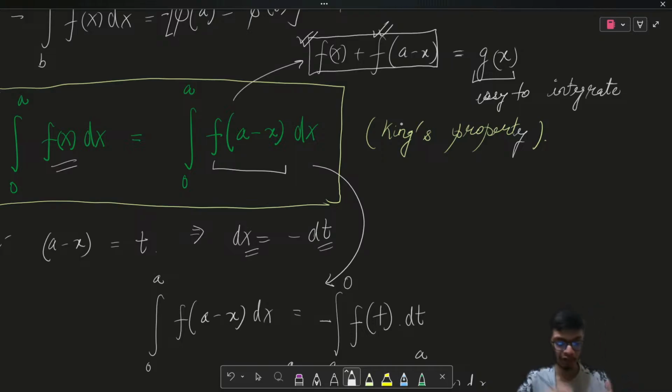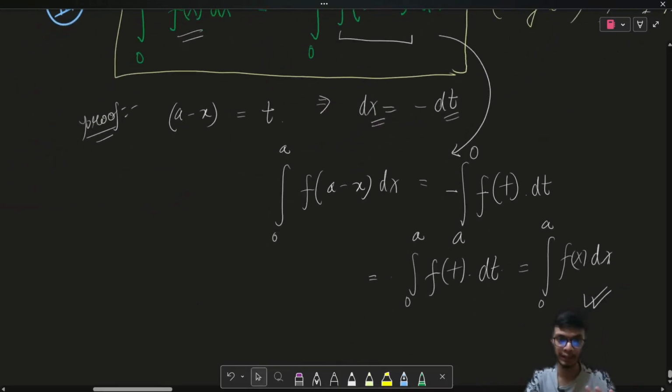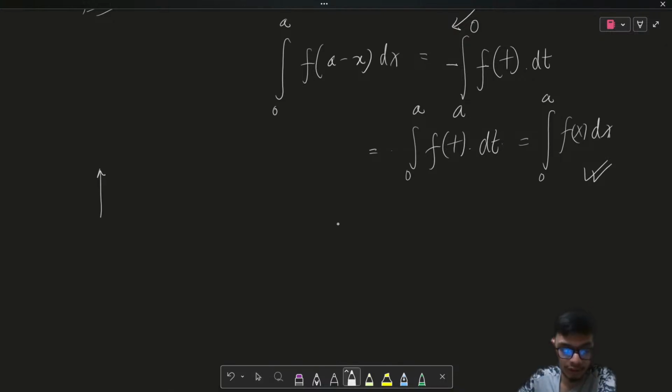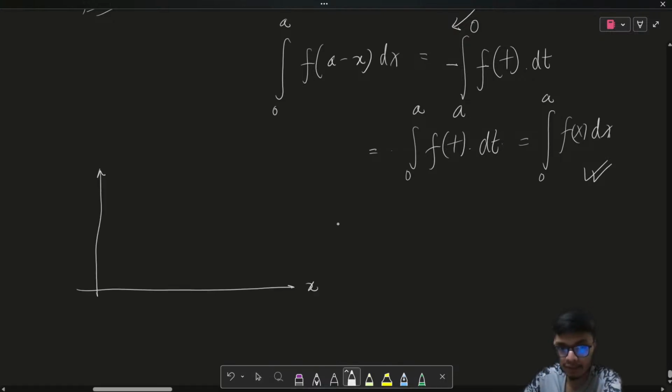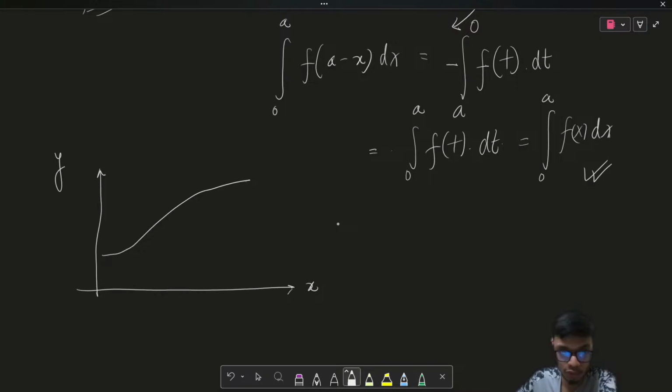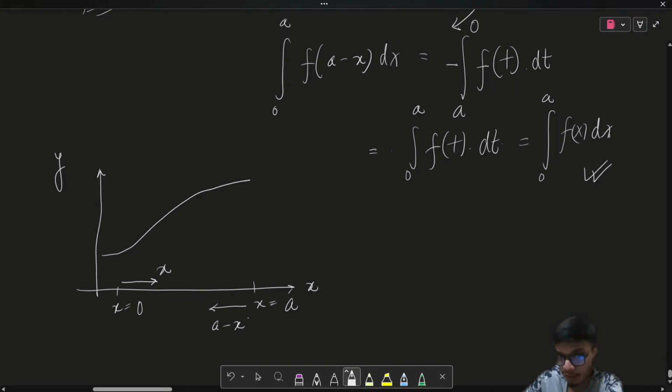So for this function f of a minus x, let me interpret what it means geometrically. Suppose I have a function like this, with this x-axis and this y-axis, going from x equals 0 to x equals a, because I have the limits from 0 to a. When I go from the left to the right side, it is going in terms of x, but when I go from the right side to the left side, it is going in terms of a minus x, right? So this is my graph for y is equal to f of x.